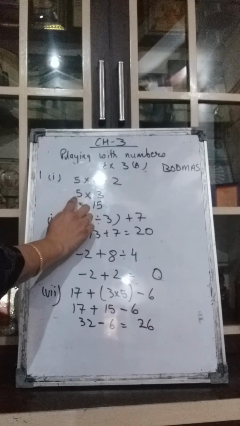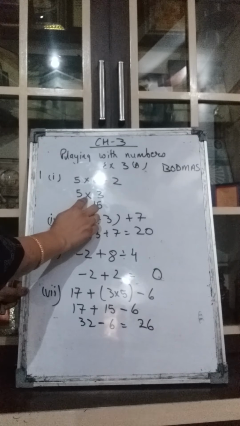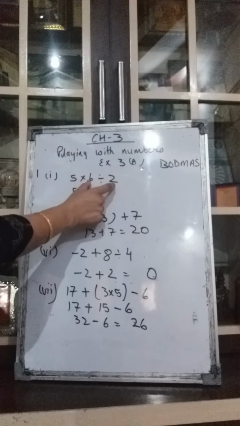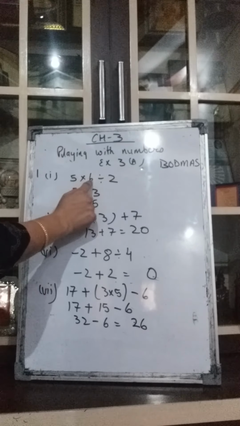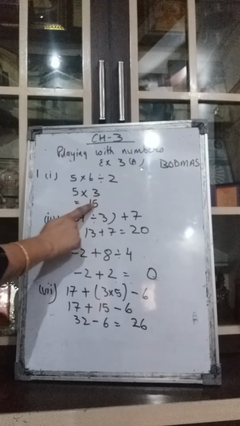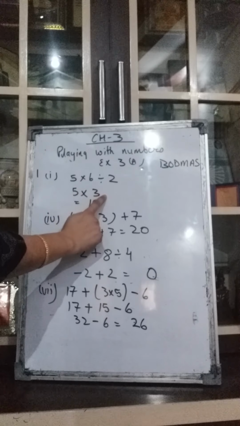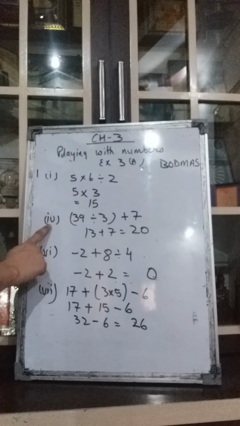So the multiplication will remain as it is. We are not solving this first. So it will be 5 multiplied by 6 divided by 2. This operation you will perform first. So 6 divided by 2 gives you 3. So it will be 5 multiplied by 3, which gives you 15. Clear? Now we come to the fourth part.